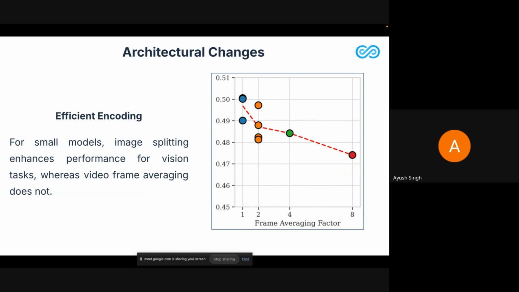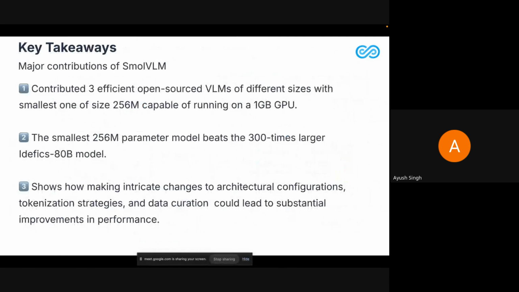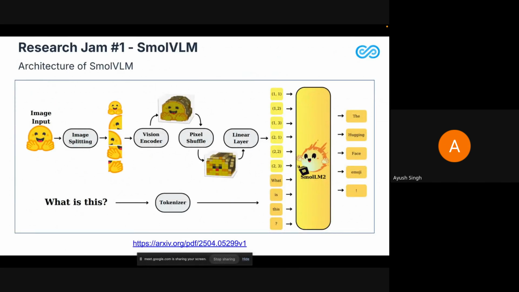So next is the efficient encoding. As you can see in the architecture, the next thing is how we can efficiently encode the image into the visual encoder. The next thing they adopted was image splitting. If we have a larger image, say 512 cross 512, it would be difficult for a smaller VLM to comprehend the entire image. So they split these images into small patches and give the entire image and then the individual patches as input to a vision encoder and correspondingly to a language model. Here, this 1 cross 1 is the entire image, and 1 cross 2 is the first one, then this, then this, then this. So it gives individual patches of the image also as input to the VLM.